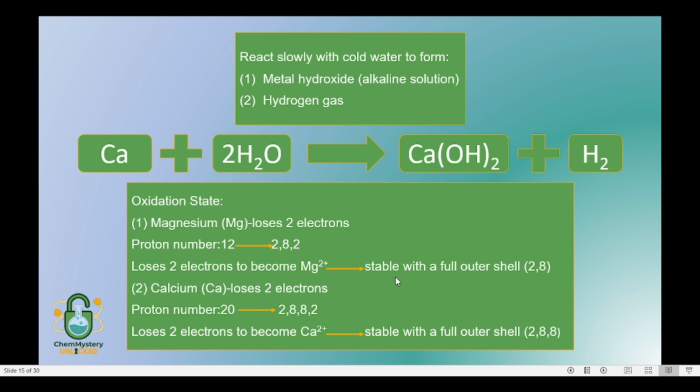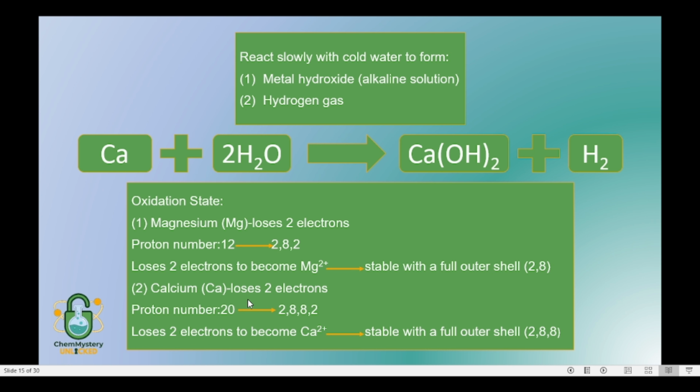Now it becomes stable with a full outer shell, 2 electrons in the first shell, 8 electrons in the second shell. It lost 2 electrons to become stable. Now it has 8 electrons in the outermost shell, so it is stable. Now let's move on to the second example, calcium.